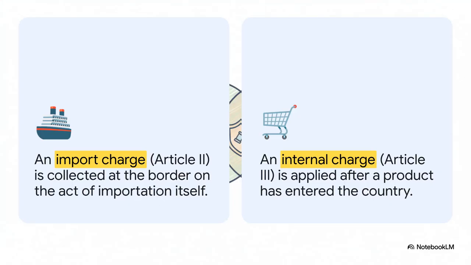You see, the GATT essentially has two different buckets for charges like this. Was it an import charge under Article 2, something collected right at the border? Or was it an internal charge under Article 3, something that gets applied after the product is already inside the country? This really matters because Article 3 has much tougher rules against discrimination. So the big question for the panel was, which bucket does this 7.5% levy fall into?